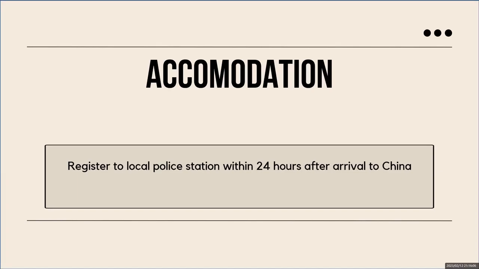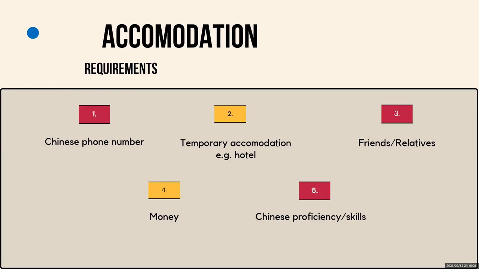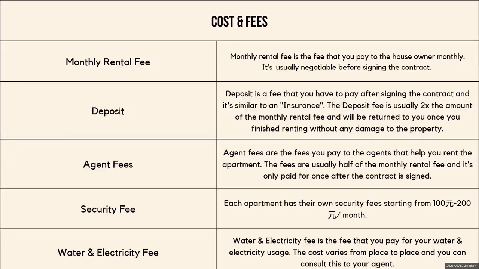We'll now move on to the first requirement to get accommodated. As you see here, the first requirement is a Chinese phone number. As I said, it's very important just now, so don't miss it. Number two is temporary accommodation, such as a hotel, if you don't have a place to stay at yet. Number three is friends or relatives. As I said before, a tip is to share the cost of living with your friend to make it cheaper. Number four is, of course, money. And number five, if you're going to sign your own documents, you need at least a little bit of Chinese proficiency skills. You don't need a lot, but you need a bit at the very least.